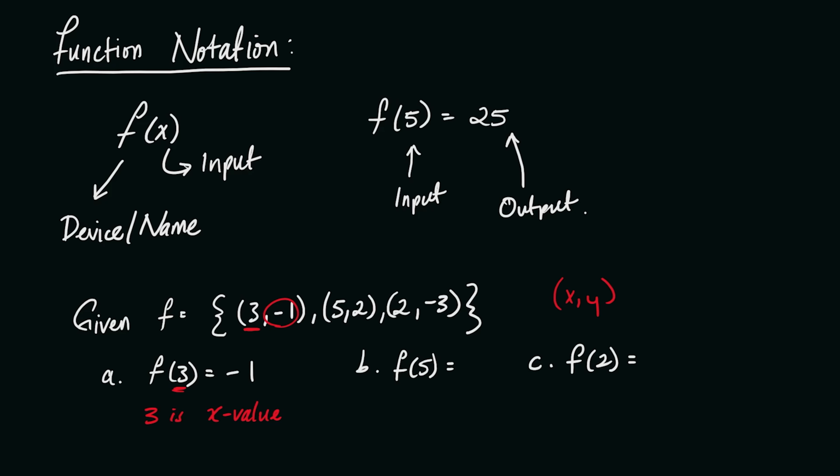Now we're gonna do the same for f of 5, right? 5 is the x value here, because it's the input, we're inputting that number in. And by looking at f, we see that 5 is right here. The y value is 2, right? So f of 5 is equal to 2. Now, lastly, we have f of 2. We see the x value of 2, and of course the output, the y value, is -3. So f of 2 equals -3.